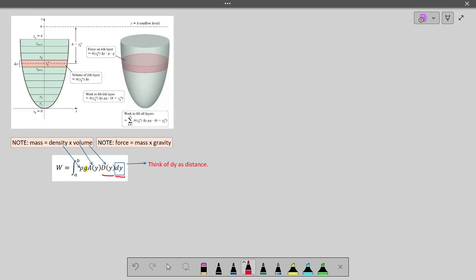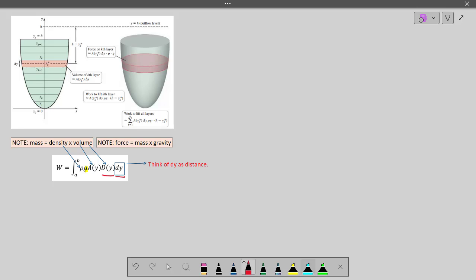dy is the distance traveled by your cross-section, so it also has units of meters. And with an integral, you can think of the units. It doesn't matter how you compile them. If we want to create volume, volume is area times distance. Area is meters squared, and if we multiply that by distance, we get meters cubed, which is volume.